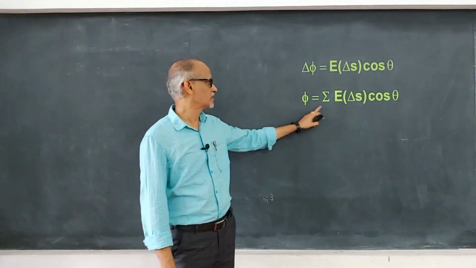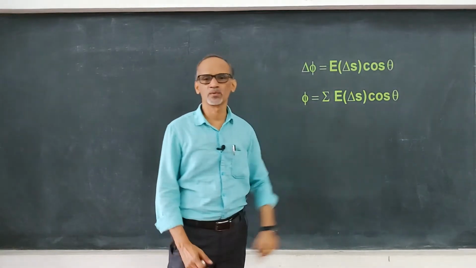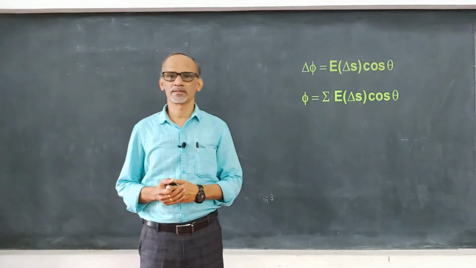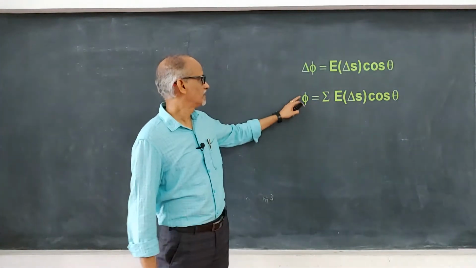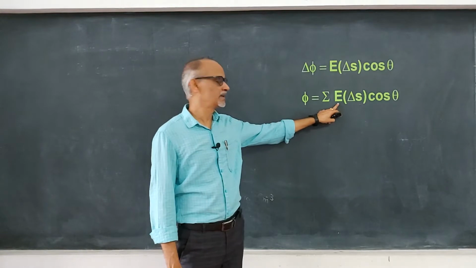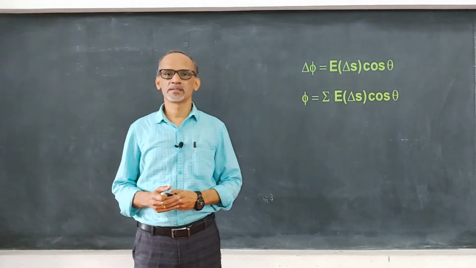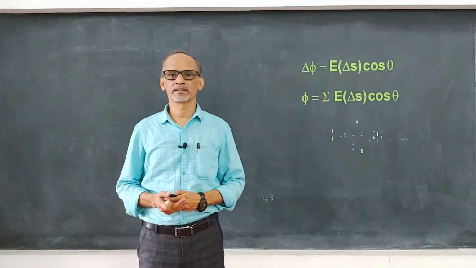Total flux is equal to the algebraic sum of the flux through each small surface, which is E delta S cos theta. And most important, whenever we measure the flux, we have to make sure that the electric field E is the same at each and every point on the surface through which we are going to measure the flux.